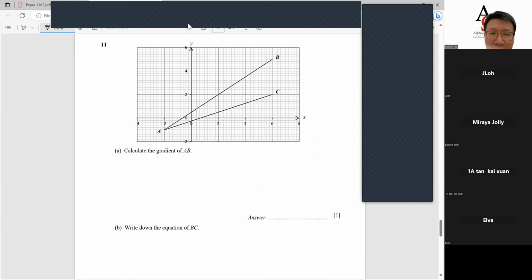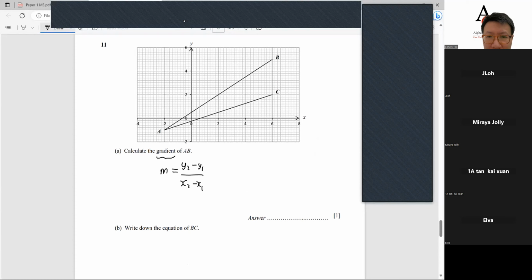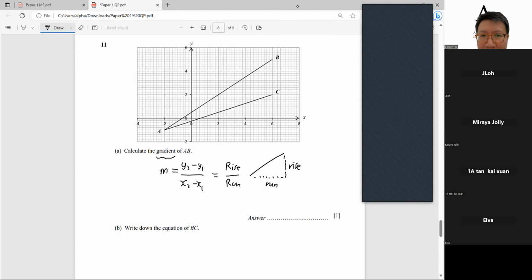Let me recap the gradient formula with you. Gradient is represented by the alphabet M. Okay, M will be equals to Y2 minus Y1 over X2 minus X1. For the gradient formula, some schools, they will teach you as rise over run. Meaning, you got a graph, it will be this. This is the rise. This is the run. Basically, the difference in the Y divided by the difference in the X.